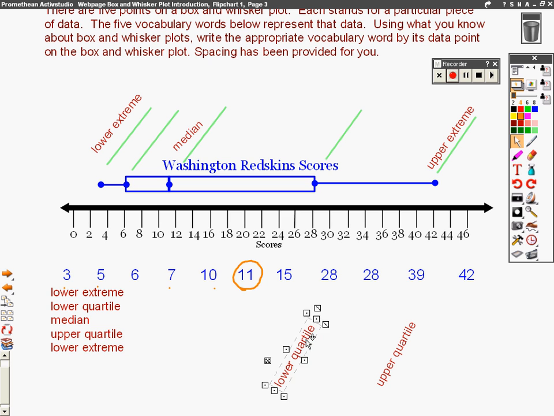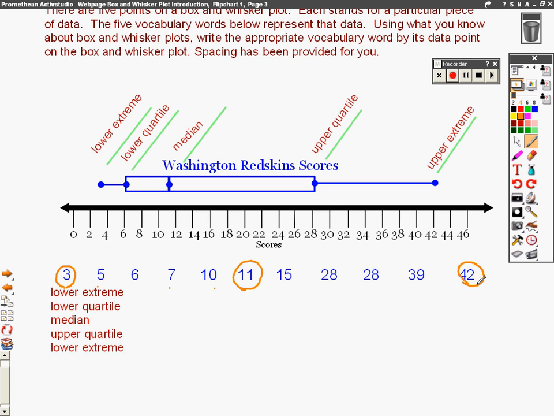Well, I know lower quartile would be the lower quarter of the data, and upper quartile would be the upper quarter. Now, if you're wondering how in the world I got that, you'll see that lower quartile is 6 and the upper quartile is 28. I take this data here and I need to split it in half, or find the number that's in the middle. Here you'll see that the number is 6. Here you'll see that the number is 28. That's why 6 is the lower quartile and 28 is the upper quartile.